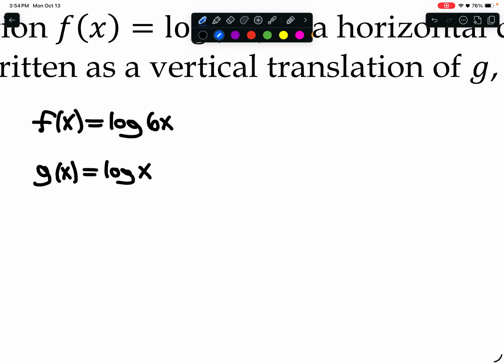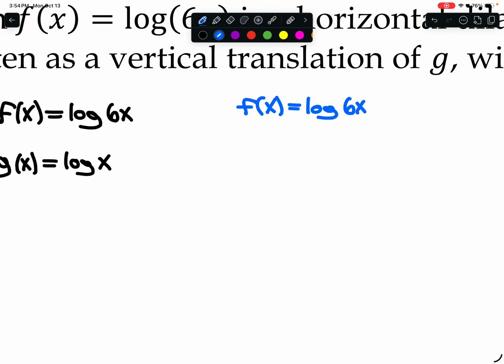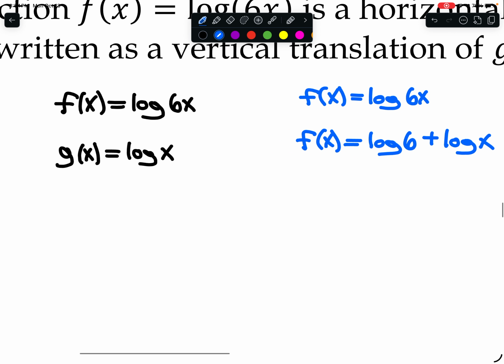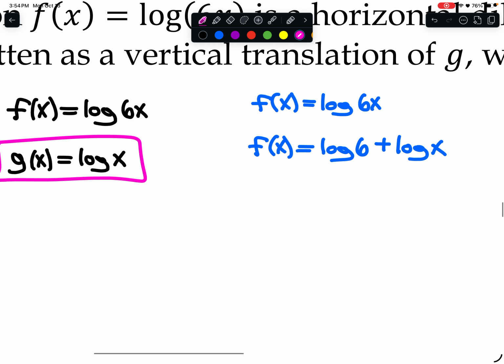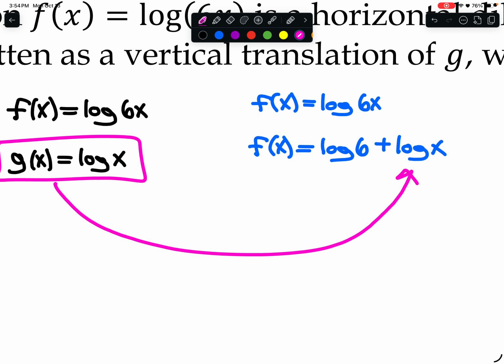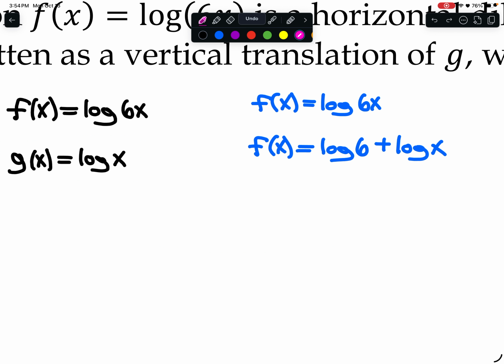So I want to take f of x over here. I know f of x is equal to log of 6x. Now I'm going to use my log properties and I want to expand f of x. So this is f of x equals log of 6 plus log of x. Now what they also did tell me is that g of x is equal to log of x. So right here, I want to replace log of x with g of x, since that's what we're really wanting. So this is f of x equals log of 6 plus g of x.